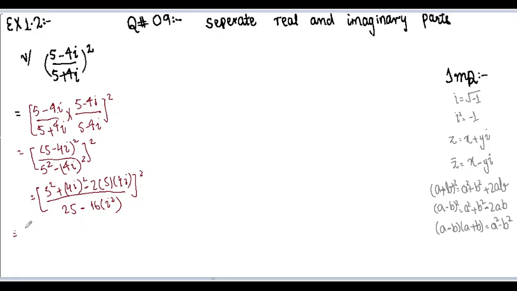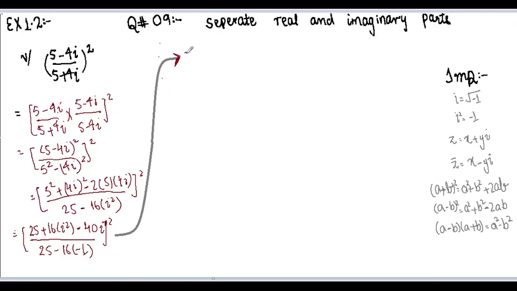So now it becomes 5 square gives us 25 plus 16 into iota square minus 2 5s are 10, and 10 into 4 gives us 40. So 40 iota. Here the bracket closes and the square is as it is, divided by 25 minus 16 into iota square gives us minus 1. So we are going to write it over here into minus 1. So the next step says equals to 25 plus 16 into iota square.